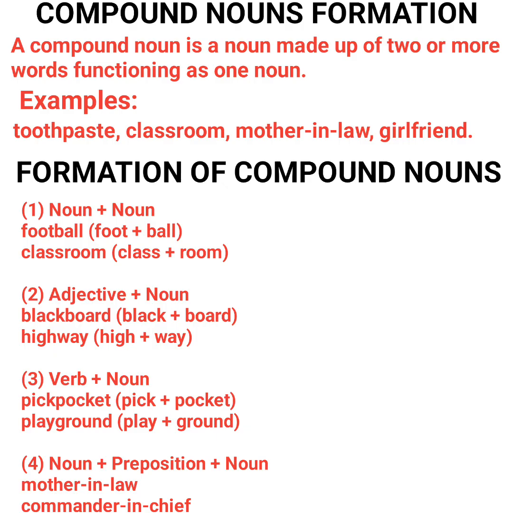Formation of compound nouns. It can be noun plus noun, as we have in football, classroom. These are formations that are made from noun and noun. Number 2, adjective plus noun. For instance, blackboard. Black is an adjective and board is a noun. They become one, blackboard. Highway. Number 3, verb plus noun. We can form our compound noun as well from a verb plus noun. Pickpocket, for instance, playground, washing machine. All those ones are formed from verb and noun.